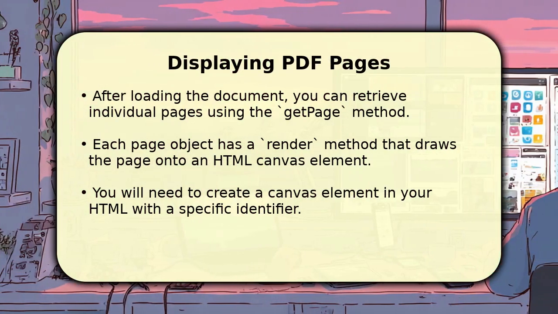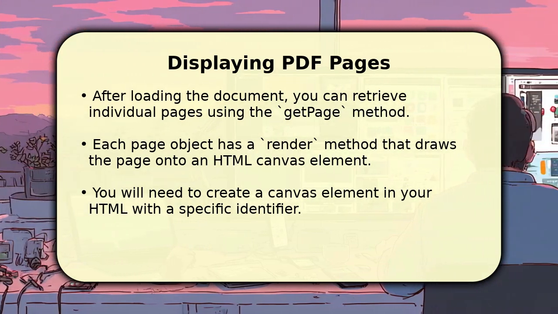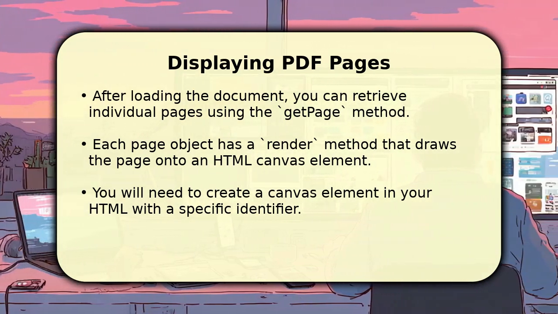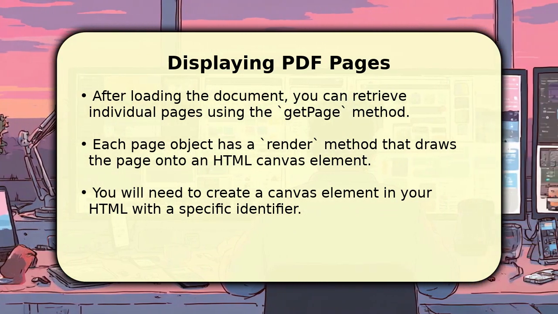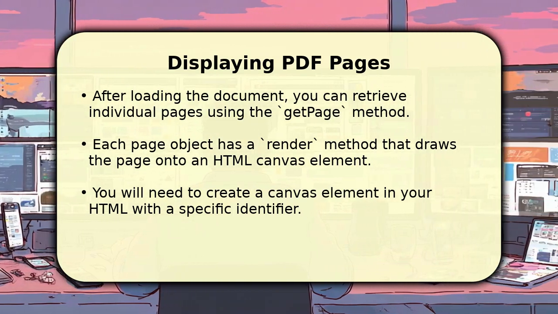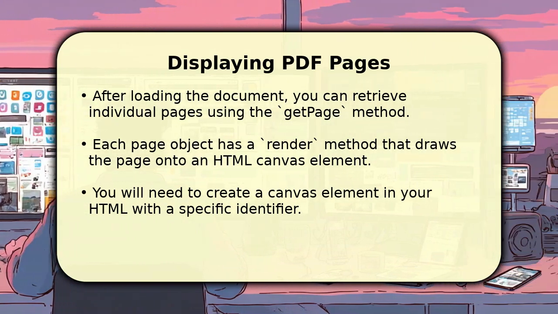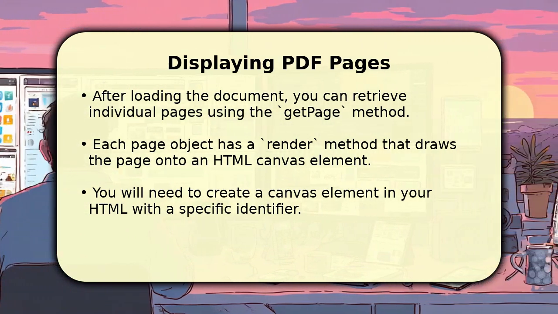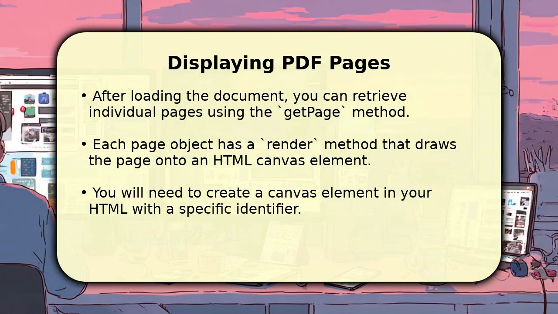With the document loaded, you can now display its pages. First, get a specific page, for example, page number 1, using the document.getPage method. Then, you will need an HTML canvas element with a width of, say, 600 pixels and a height of 800 pixels to draw the page onto. Call the page.render method, passing in the canvas context and any desired scaling options to precisely fit your display.